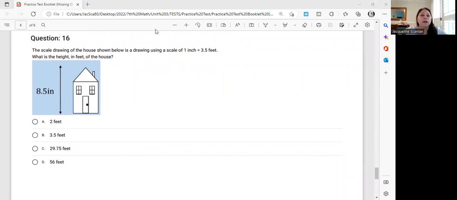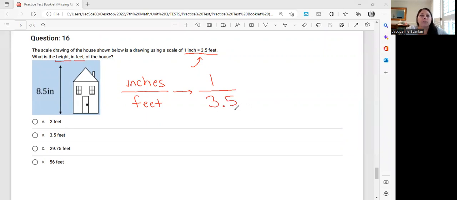It says the scale drawing of the house shown below is a drawing using a scale of 1 inch equals 3.5 feet. What is the height in feet of the house? Okay, so again, I'm not going to panic. I'm not going to get scared about reading the question that I need to convert or anything. What I'm going to do is take this piece of information they give me, take the scale, and write it down. I'm comparing inches to feet. That's my setup. And in this piece of information given, I know that 1 inch is the same as 3.5 feet.